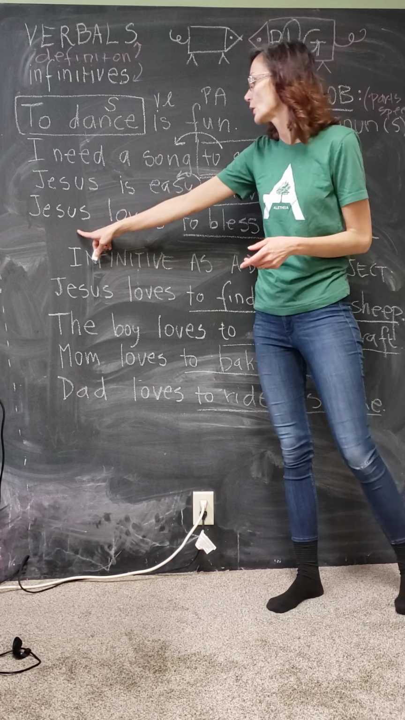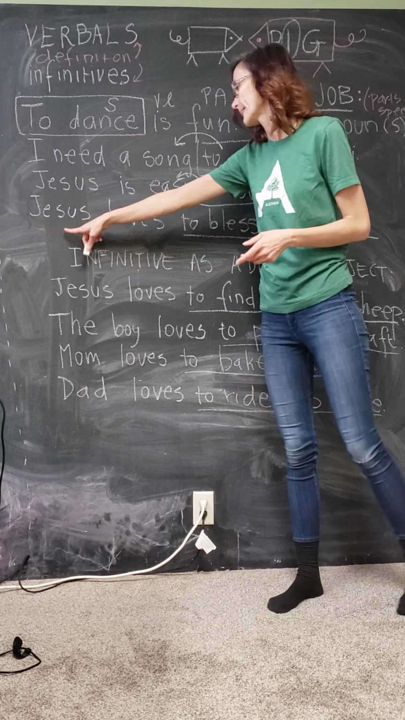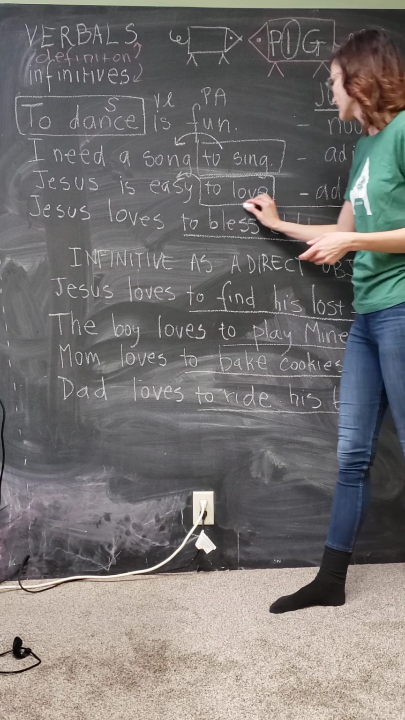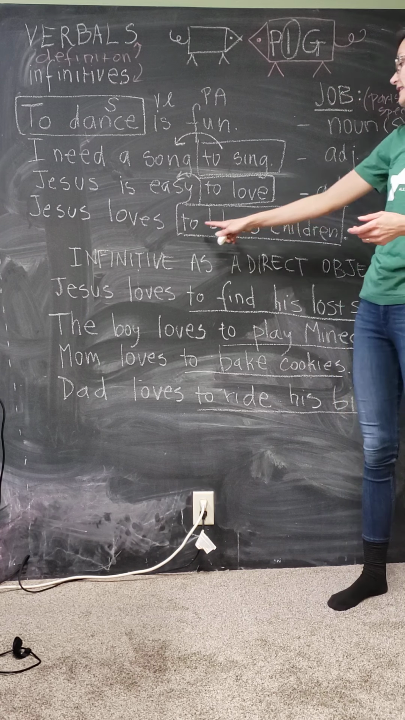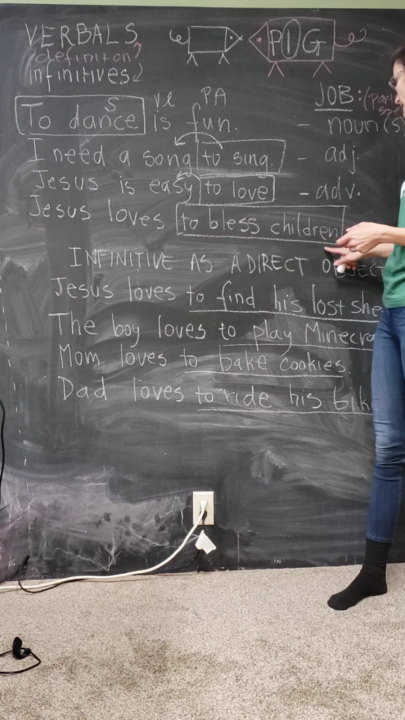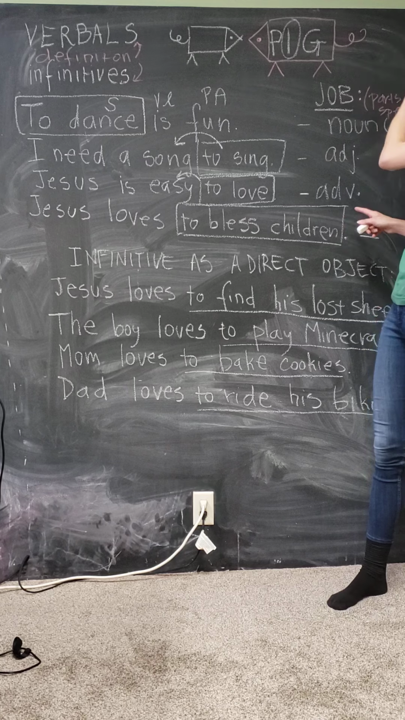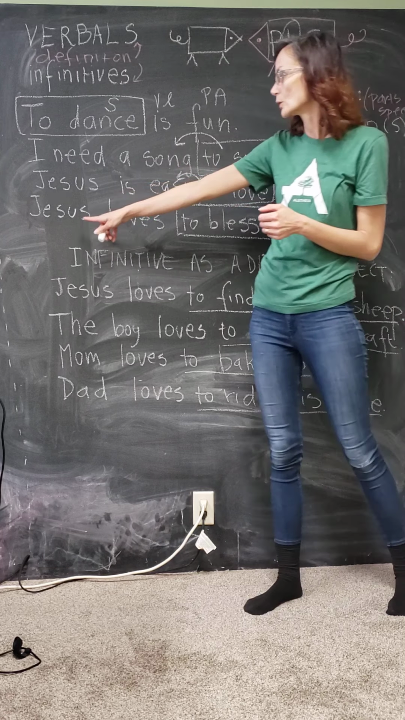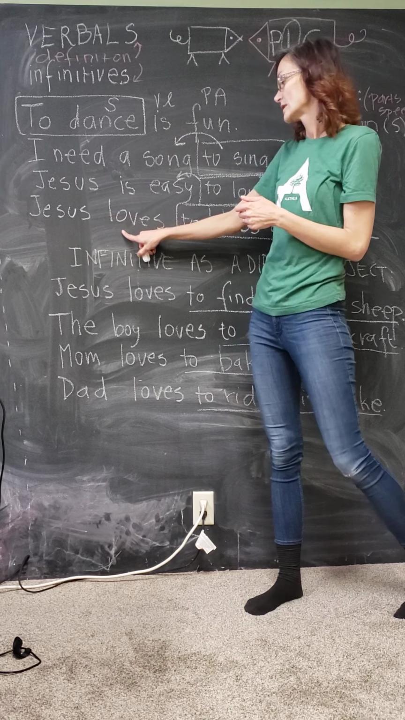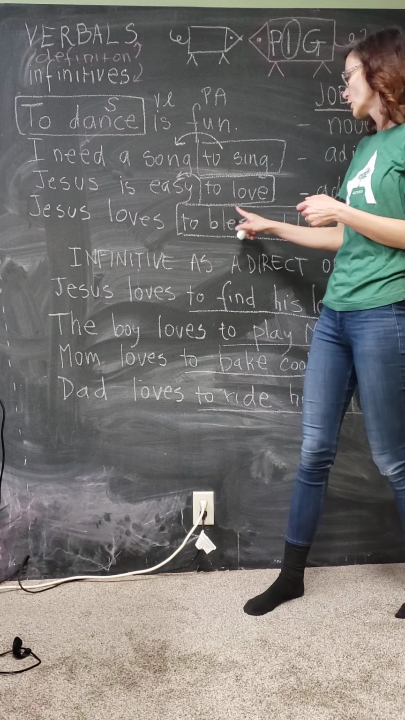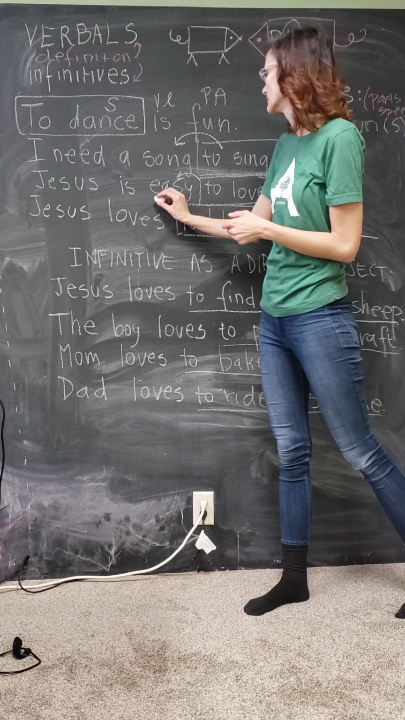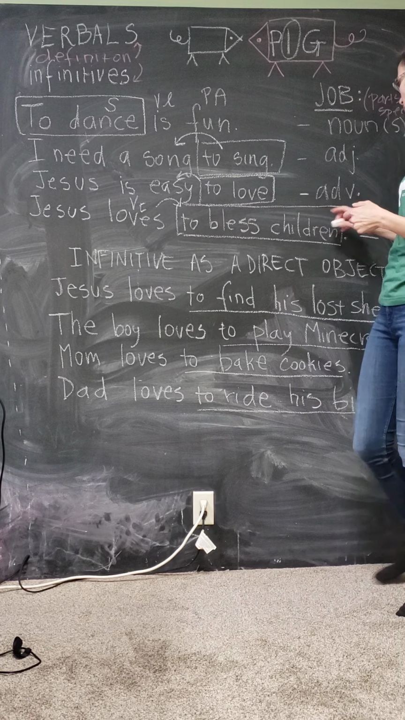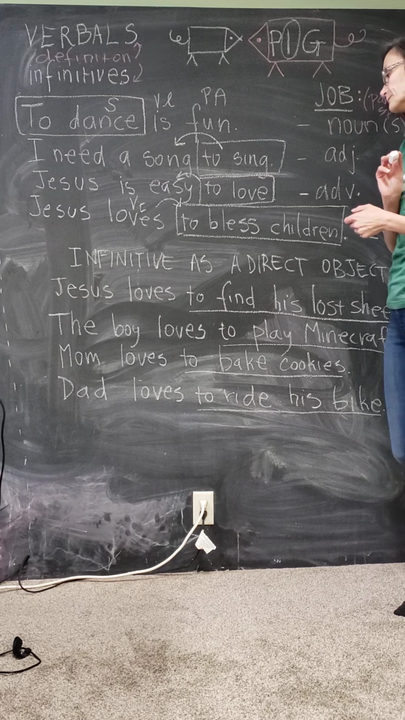There are actually also infinitive phrases like this one: Jesus loves to bless children. Now, the infinitive here is to bless. However, this is called an infinitive phrase, to bless children. And this here actually acts as a direct object, if you can see that. Who or what is the sentence about? It's Jesus. What is being said about Jesus? He loves to bless, loves what? Right? So this is a transitive verb. He loves what? He loves to bless the children. So this actually acts as a direct object.